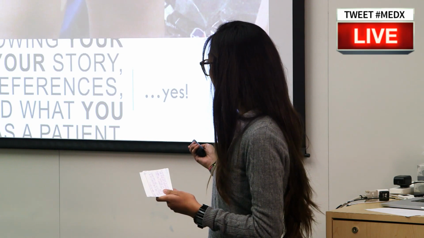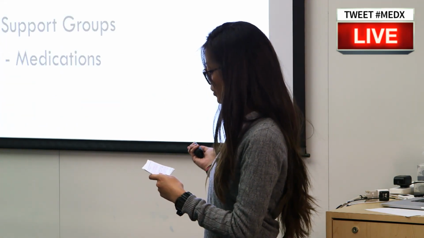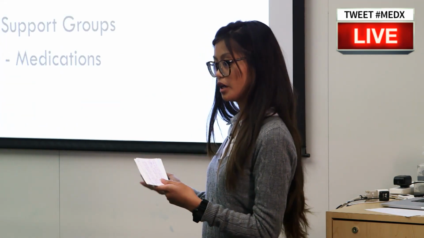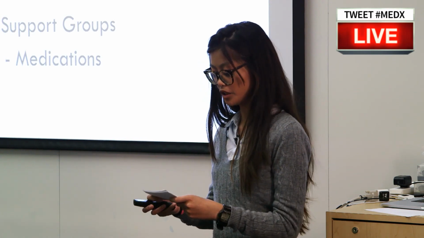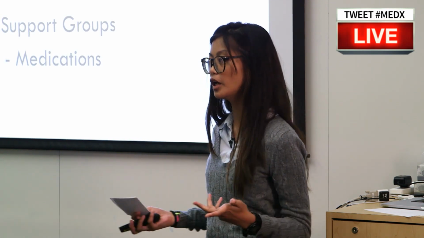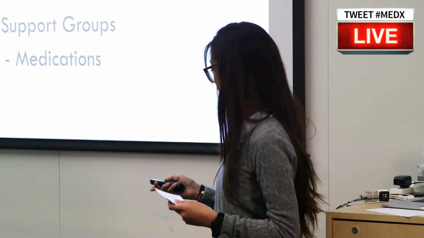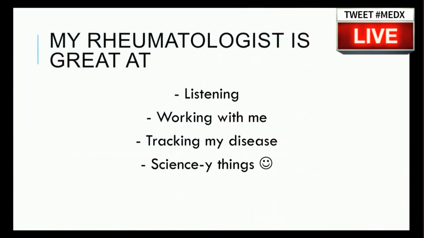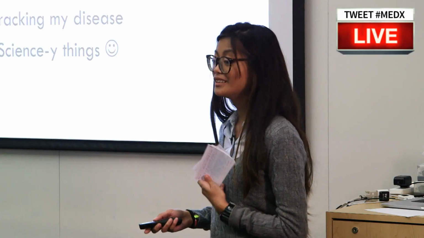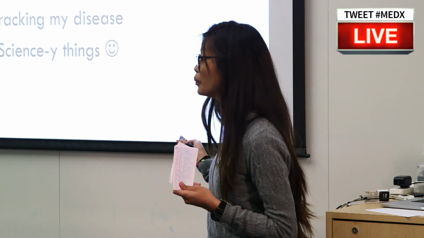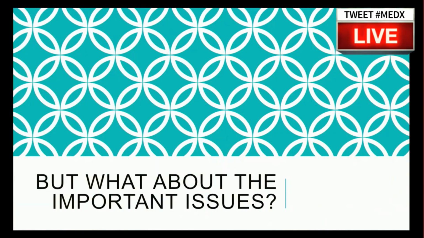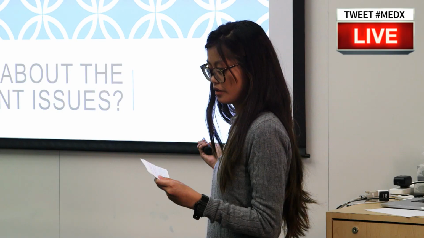What I mean by that is there are steps provided to you from, say, your doctor's office for managing your care. There's exercise, support groups, and medication. But I wasn't interested in the typical support group that my doctor's office had offered. I know my rheumatologist could tell me things about tracking my disease, and she was great at listening and working with me, and very scientific. But as a 21-year-old coming off my teenage years, there were some really important questions that I didn't feel like I could go to her for.